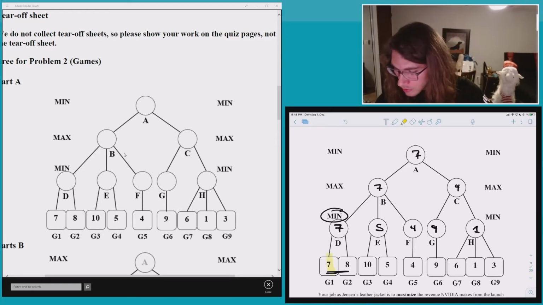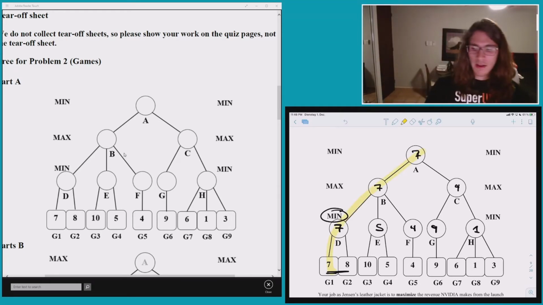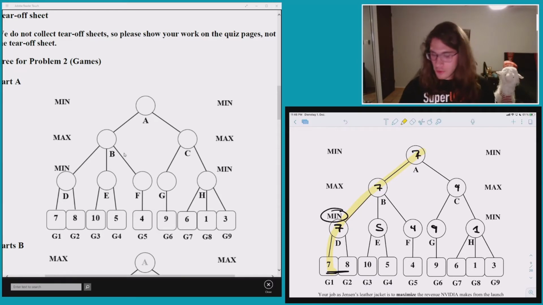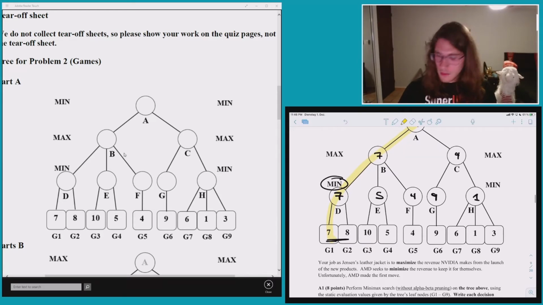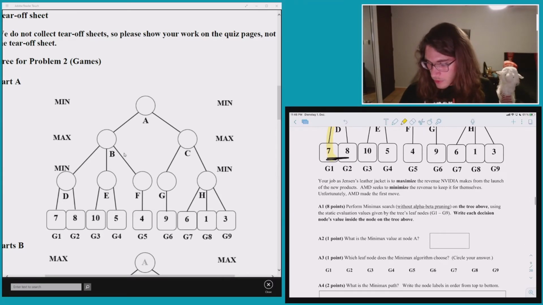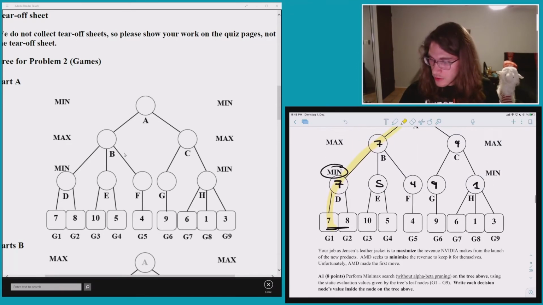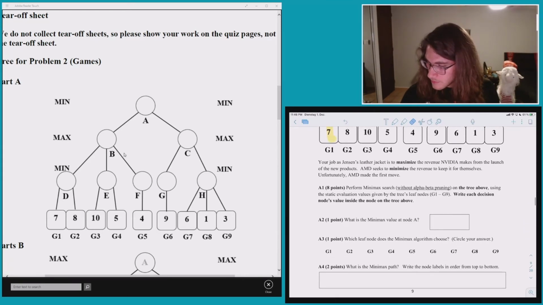That's what we call this. So it's the solution found by the adversarial search. Or not the solution, the path. So A1 was precisely to perform minimax search on the tree above. Let me delete this. A2 is just confirming that we reached the right answer, which was 7.